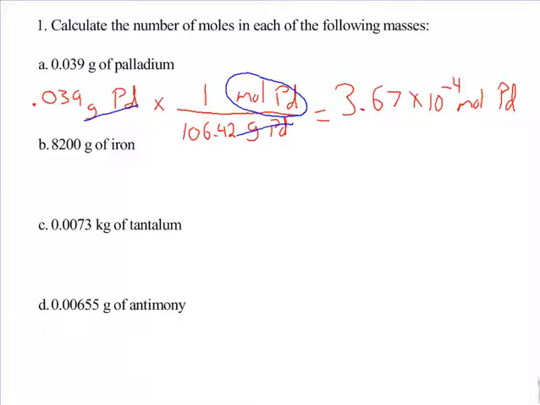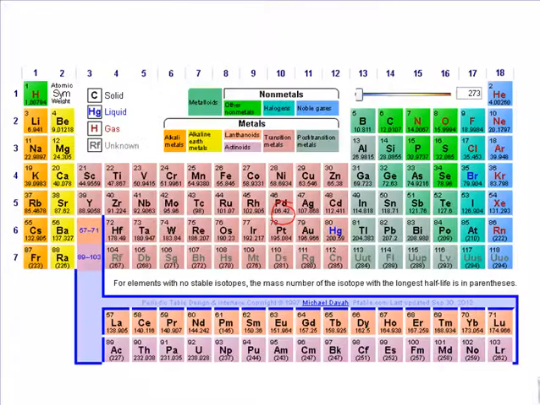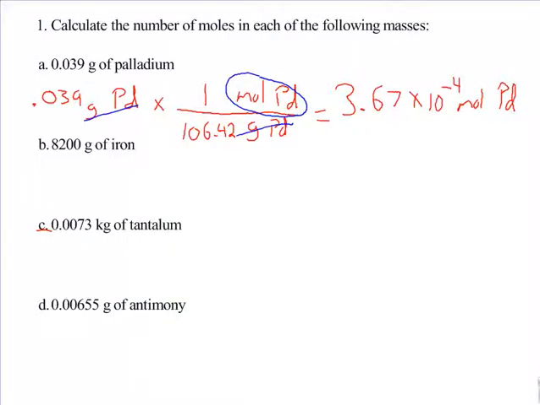The second example that I want to take a look at with you guys, I'm going to skip B because that's done the exact same way as A. But let's take a look at C. C is a little bit different because we have units in kilograms. But when we look at the periodic table up here, all of these values are grams per mole, not kilograms per mole. So we have to do a simple conversion.